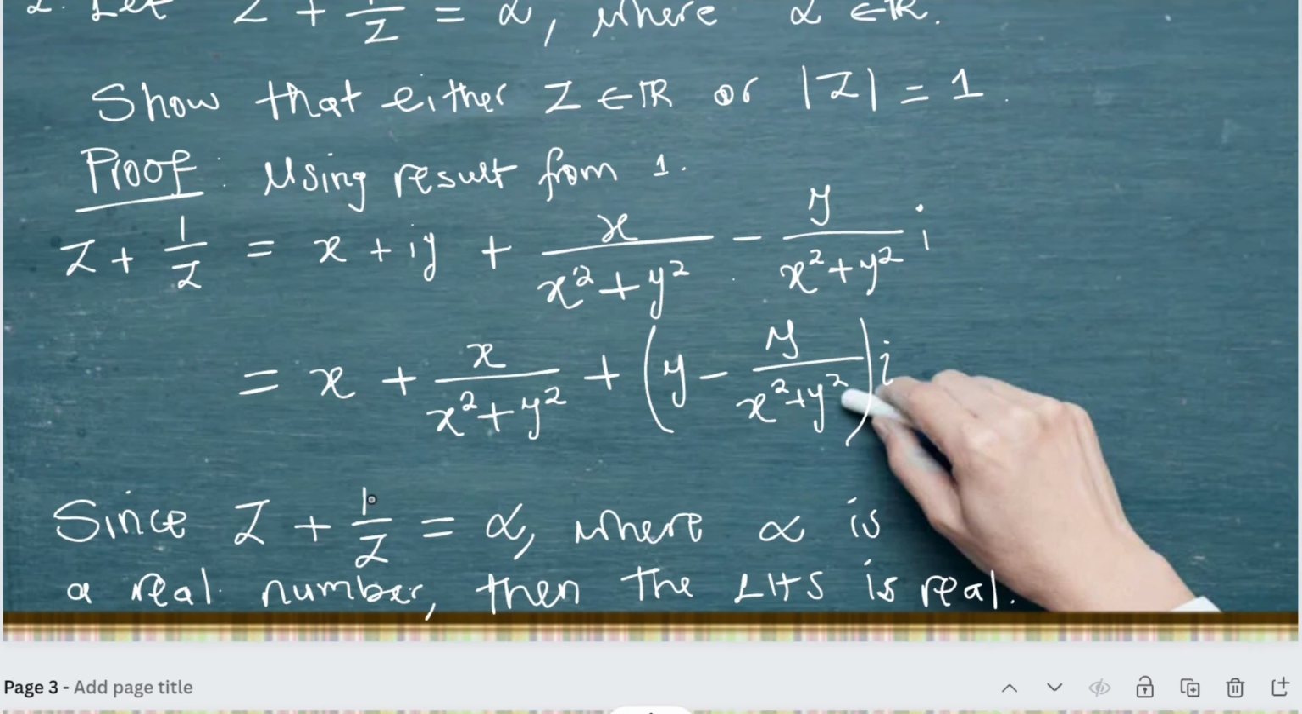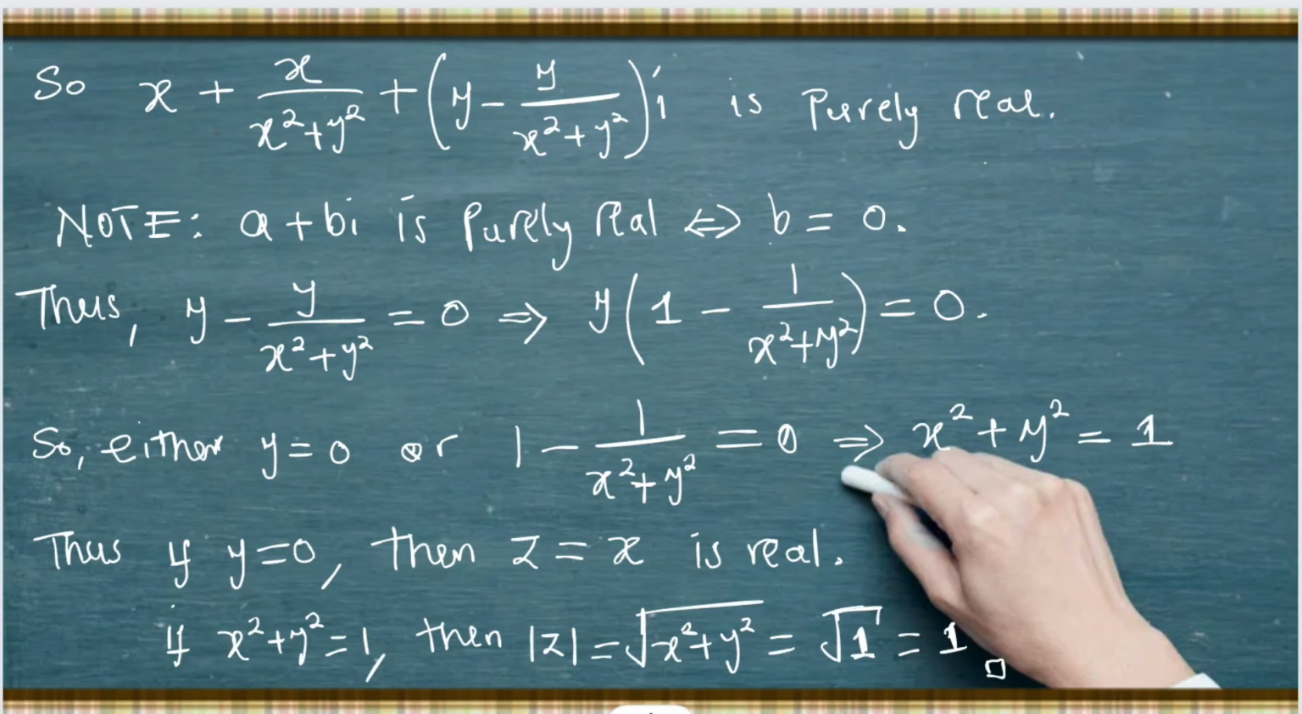Since z plus 1 over z is equal to alpha, where alpha is a real number, then the left hand side is a real number. What I mean is that this expression z plus 1 over z is strictly a real number. Now, if that is the case, then this expression is purely real. What we mean by purely real is that there is no i in the expression.